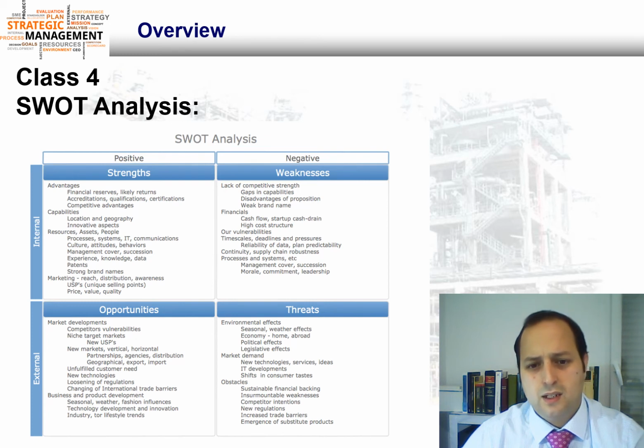As you may see in this example of SWOT analysis, you are going to have strengths: advantages, capabilities, resources; weaknesses: lack of competitive strength, financials; threats: the market demand, the obstacles; or opportunities: the market development, business and product development, and so on. And as you already know, there are internal aspects as strengths and weaknesses, external aspects as opportunities and threats, and positive aspects will be strengths and opportunities, and negative aspects, weaknesses and threats.